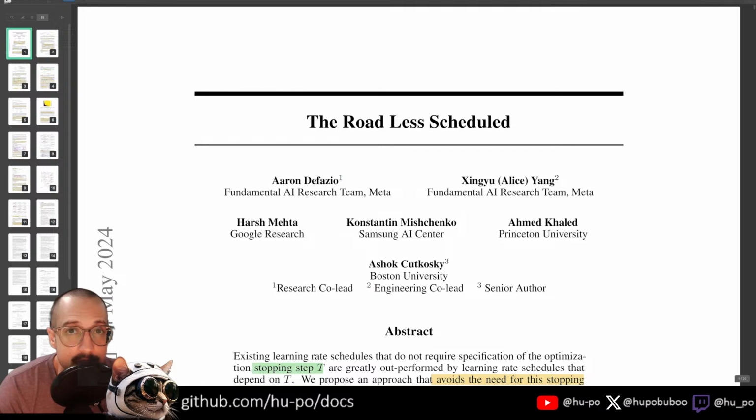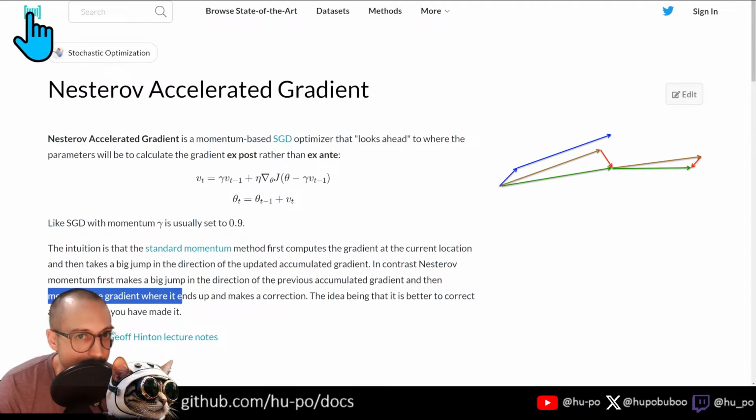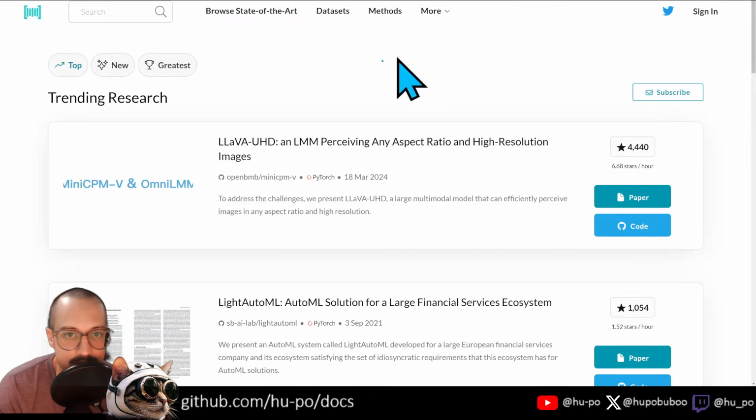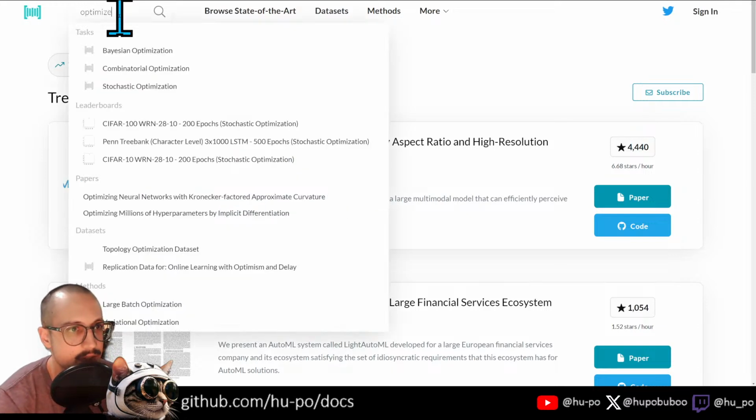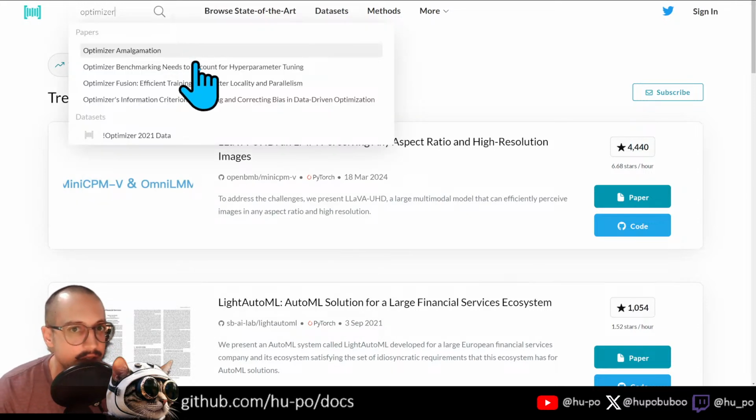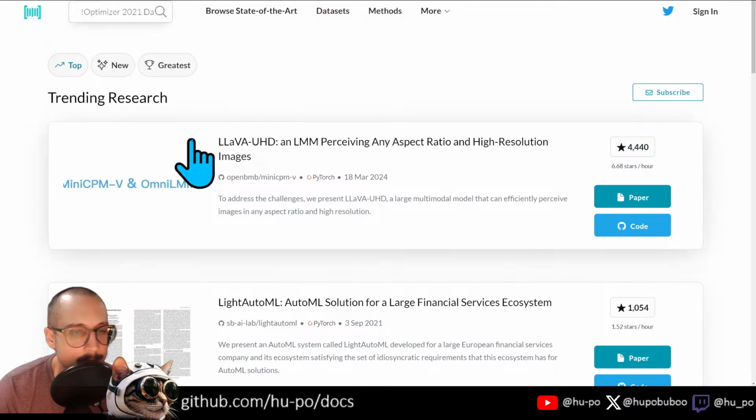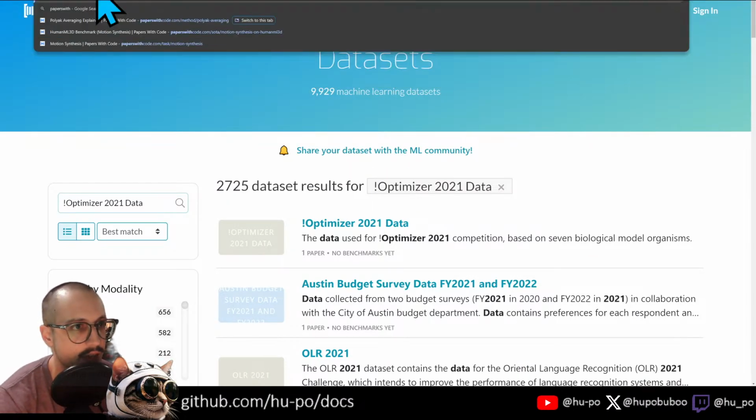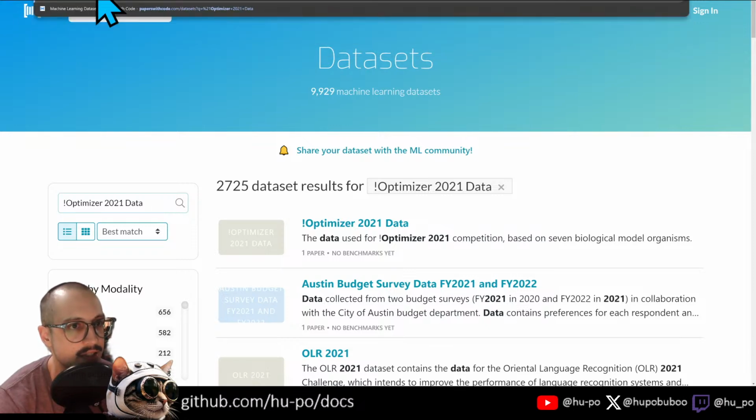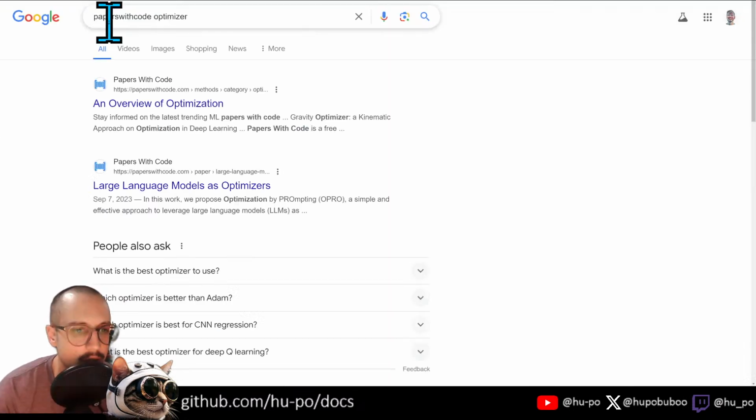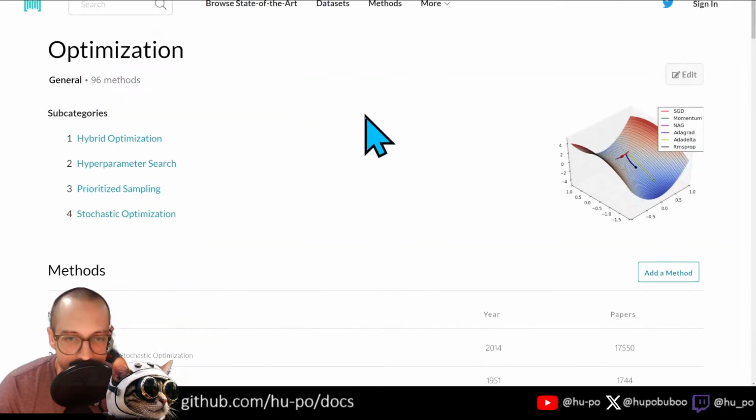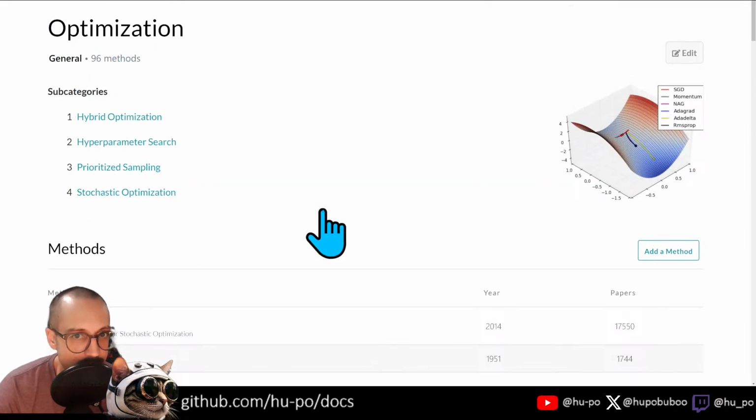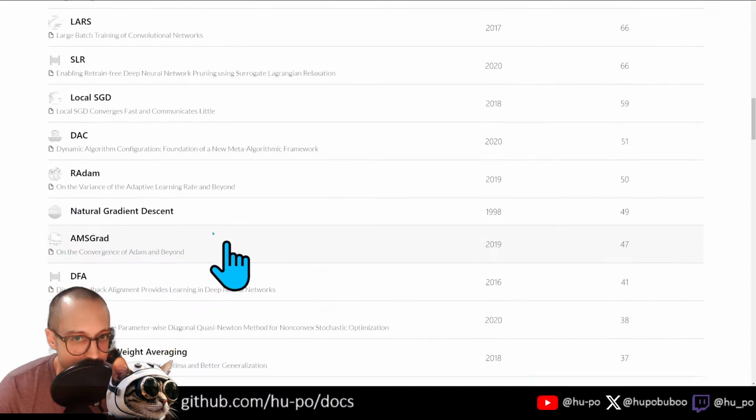What optimizers do we use in modern Mambas and LLMs? I think Adam is really the standard one. Actually, Papers with Code has a nice little thing here. If you search for optimizers, they have a nice chart where they show you all the optimizers and which one is the most popular.